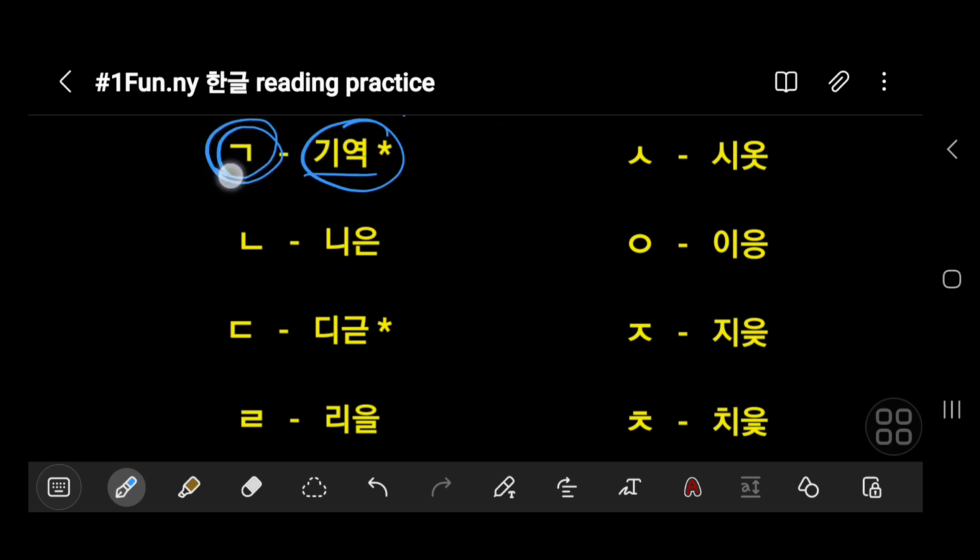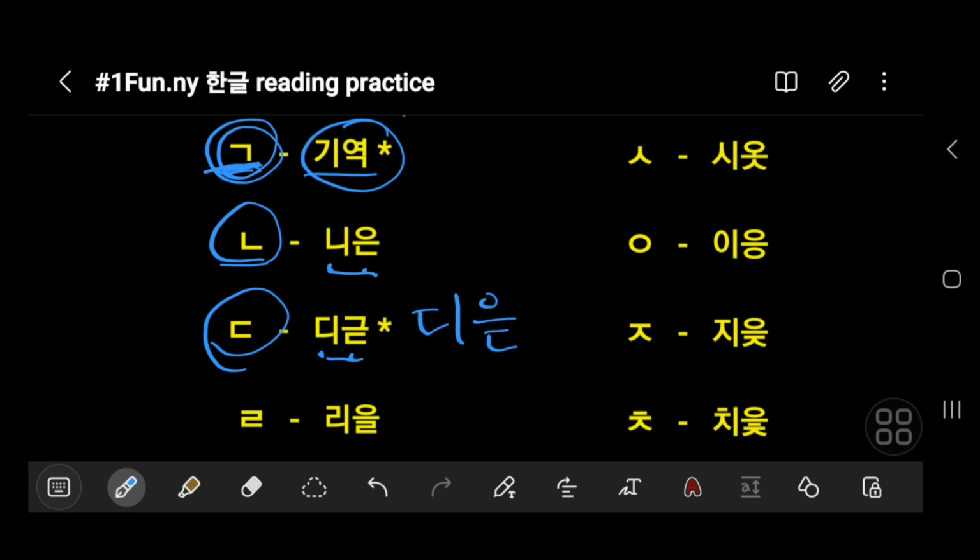So the name of this letter here is Ki-yuk. So if I say Ki-yuk, you should know I'm talking about this letter here. And this letter here is the Ni-un. So this is the Tigut. The name of this letter is Tigut. So Ti-gut. And we see that it is not a T-ut, but instead Tigut. So that is why it is a little bit irregular. And this one here is the Riul. So the name is regular.